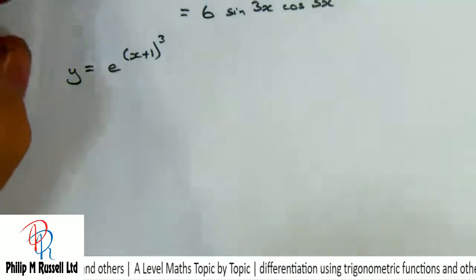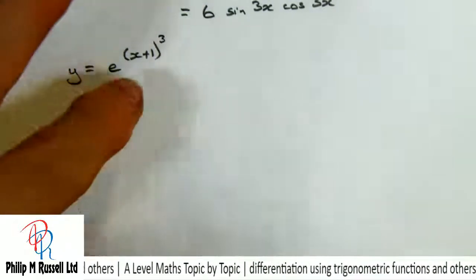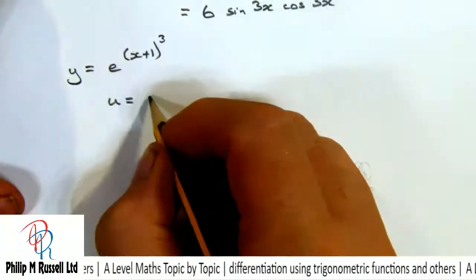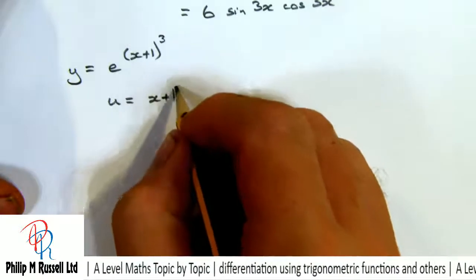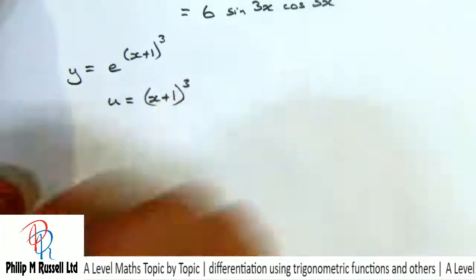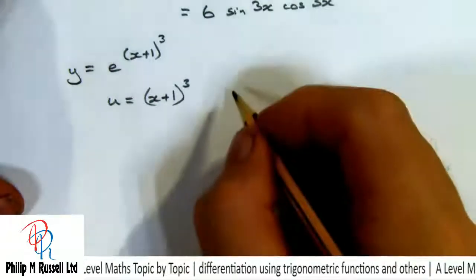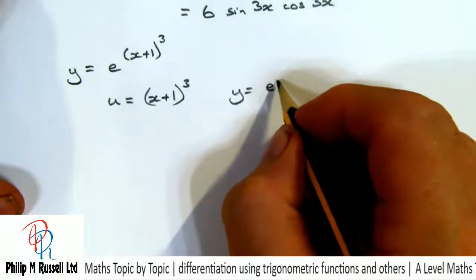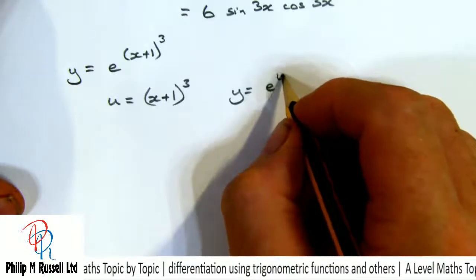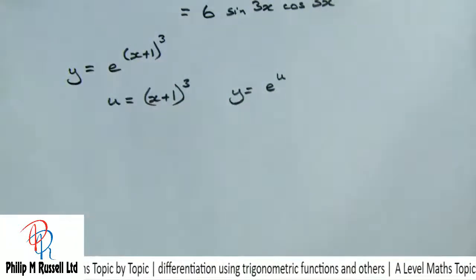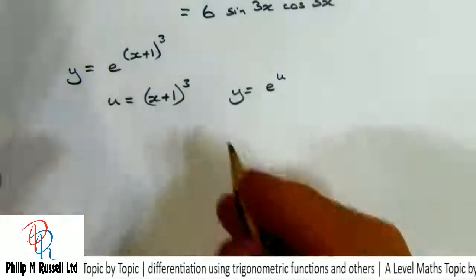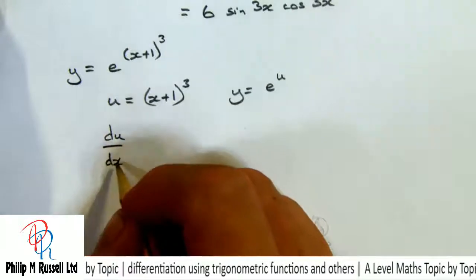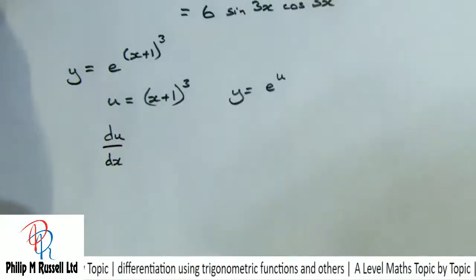Right, so let's resolve this one slightly differently. I'm going to say that u is going to be (x plus 1) cubed, and that y is going to equal e to the u. Now let's do du by dx.